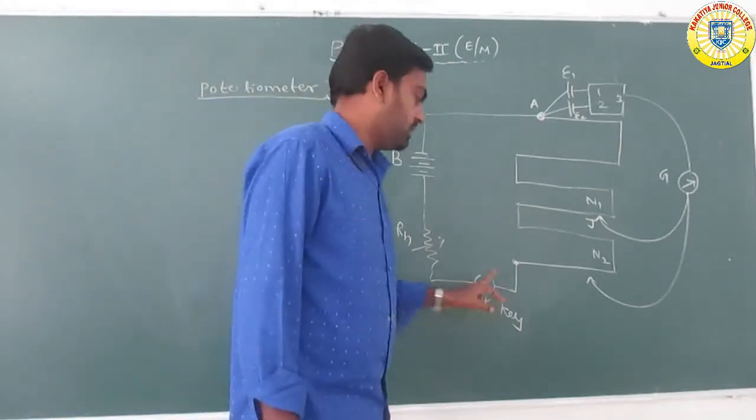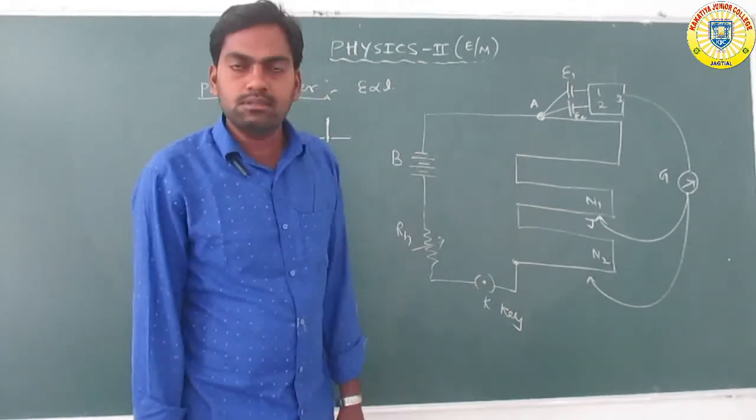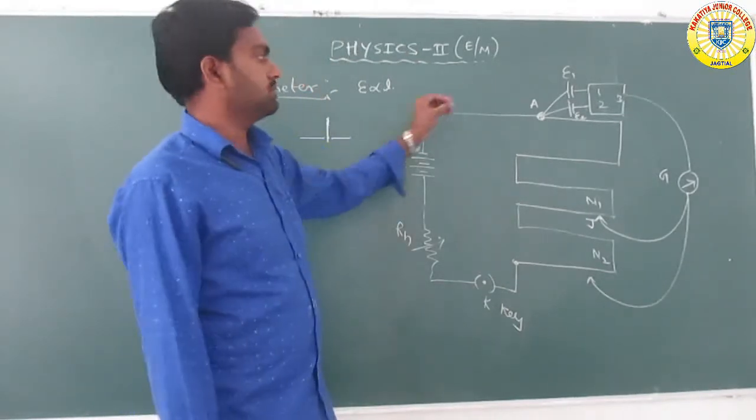So the key is closed. Okay, got it. So the current passes through the circuit.